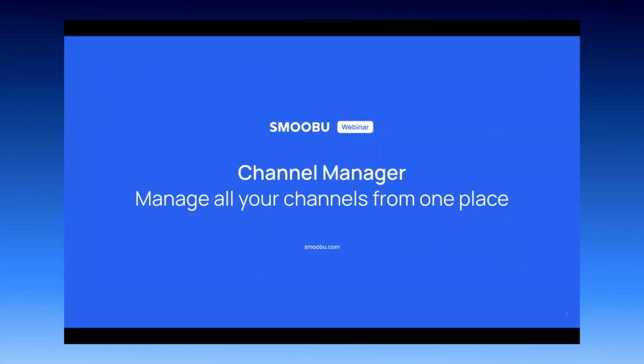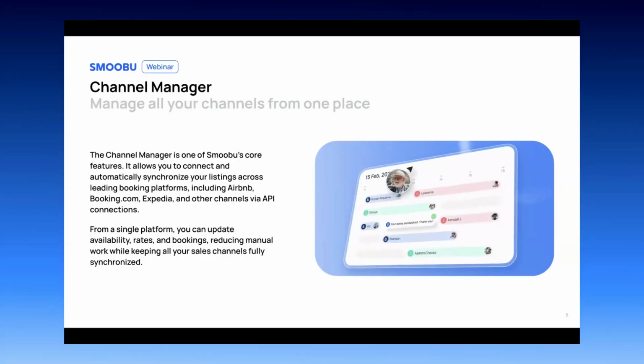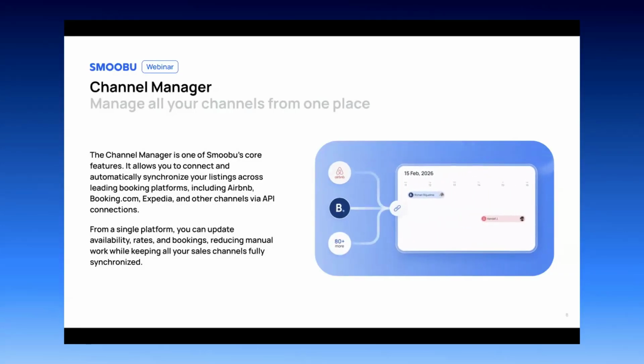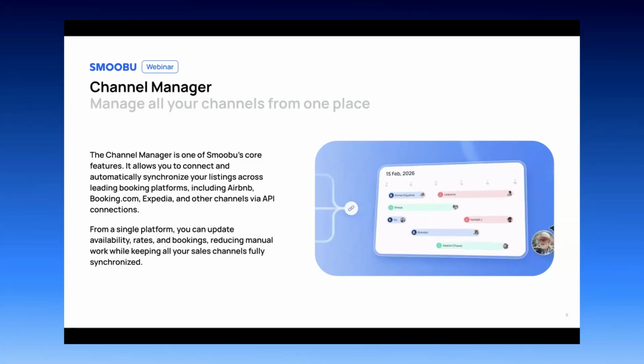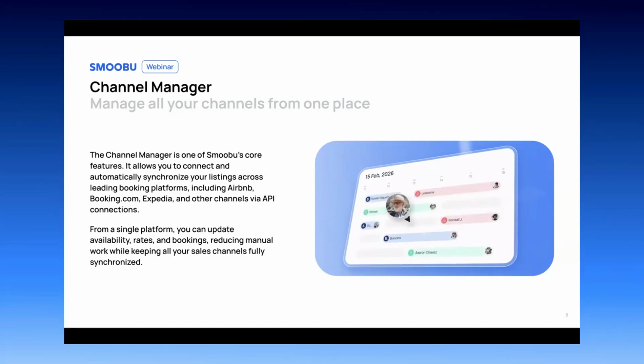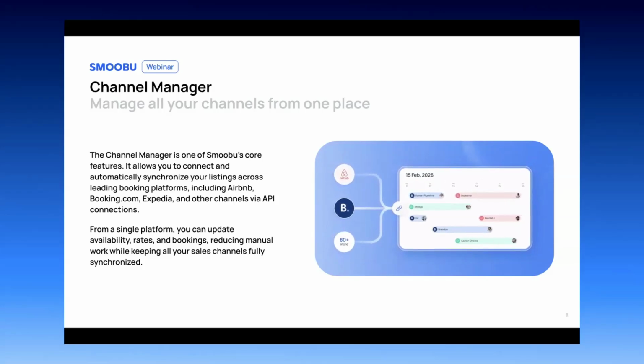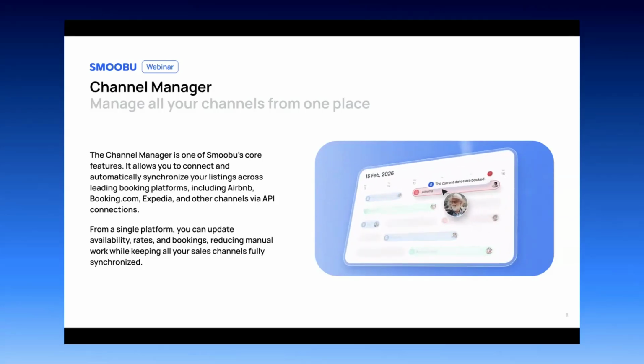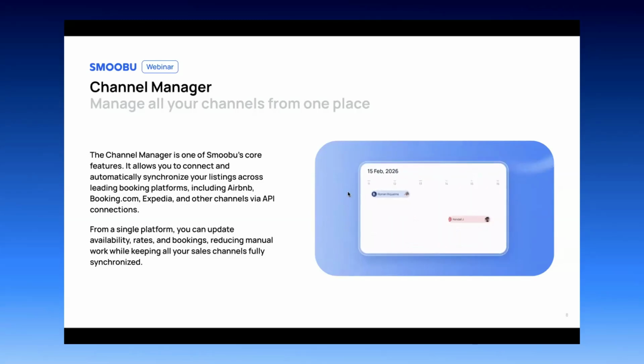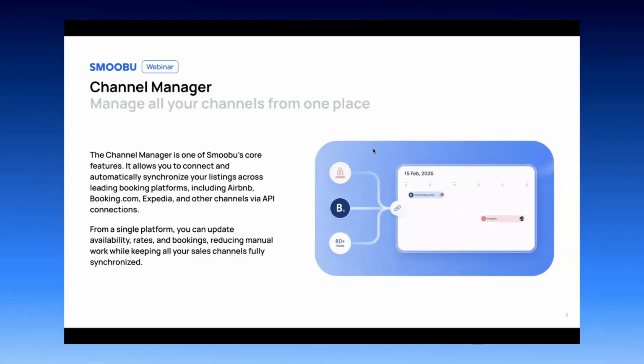So let's have a look at some of our core features. And here, of course, we'll have to start with the channel manager. The channel manager is Smoobu's most essential feature that will allow you to connect to various booking platforms. We have API connections with multiple leading platforms such as Airbnb, Booking.com, Expedia, Agoda, Home2Go, Trip.com. So you have a lot of options to boost your online visibility and generate more bookings.